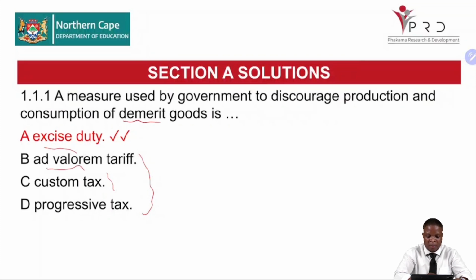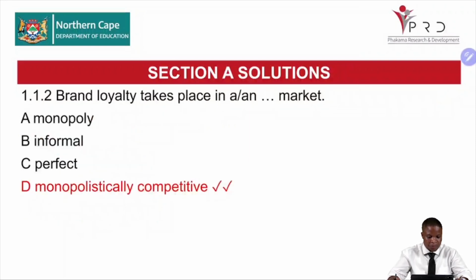Ad valorem is charged on imported goods that are luxurious goods, and then you have customs duties, your customs taxes, and these are charged on imported goods as well. Then you have your progressive tax. This is charged when a person is getting an income. It's charged directly from an income that you are receiving as a worker, for example.